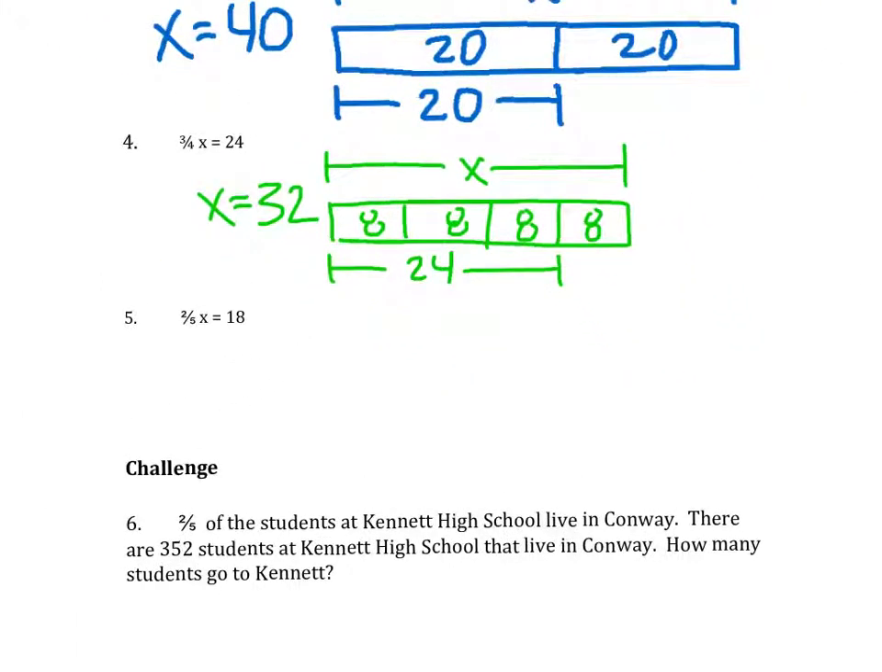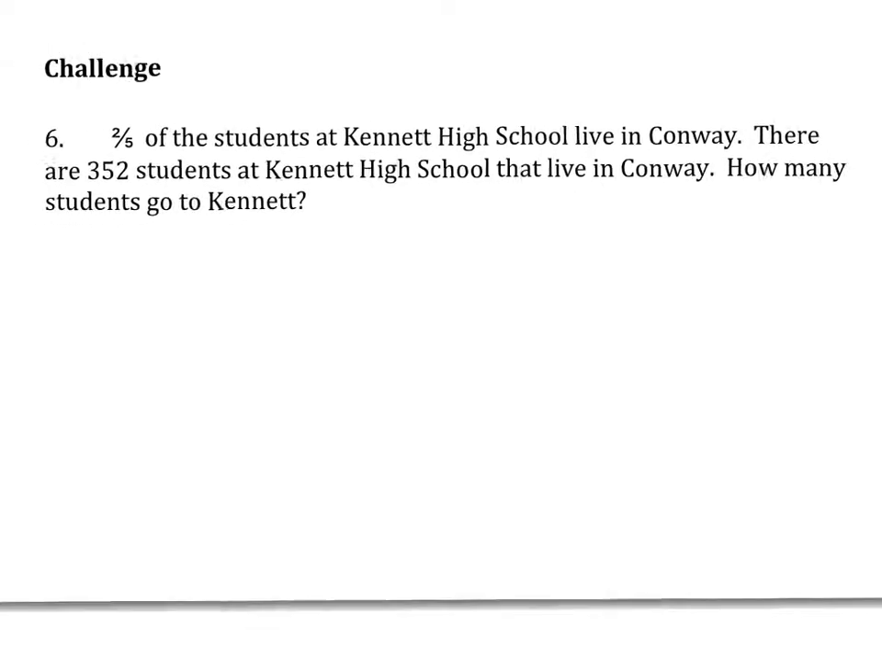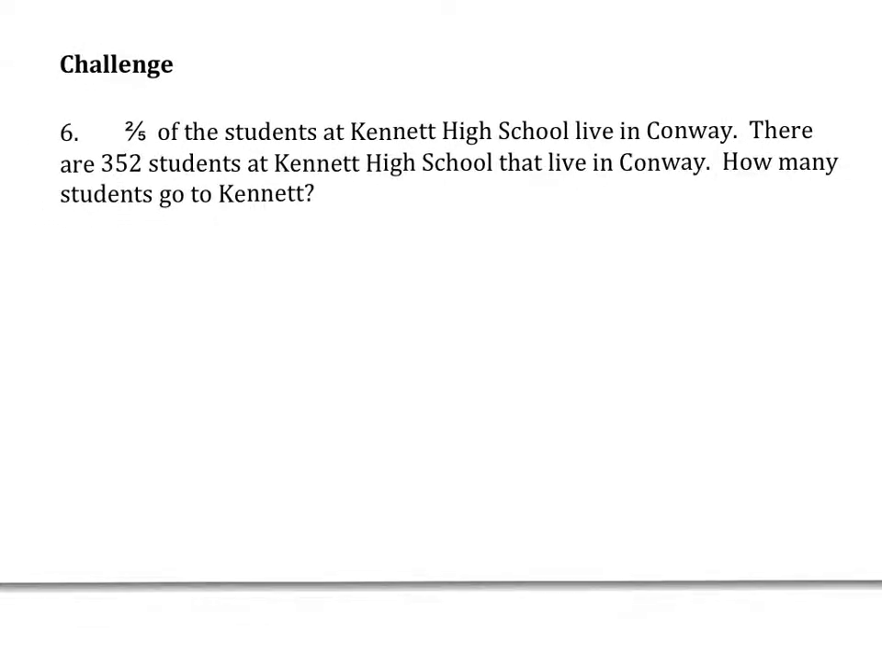I'm going to let you do number 5 on your own, and then we can take a look at this challenge here, and I'll help you get started with that. Let's see. I'll read the problem. 2/5 of the students at Kennett High School live in Conway. There are 352 students at Kennett High School that live in Conway. How many students go to Kennett? Okay, so the question is, how many students go to Kennett? We know 2/5 of it. So we don't know the whole here.